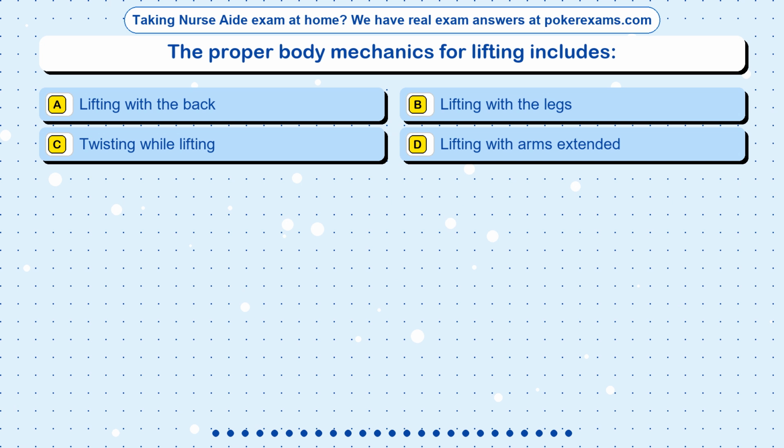Question 5. The proper body mechanics for lifting includes: Option A. Lifting with the back. Option B. Lifting with the legs. Option C. Twisting while lifting. Option D. Lifting with arms extended.